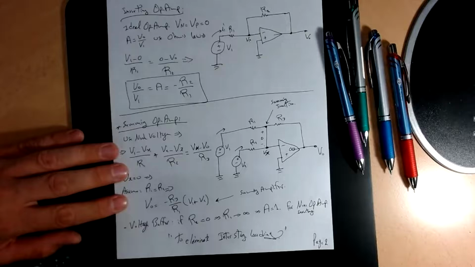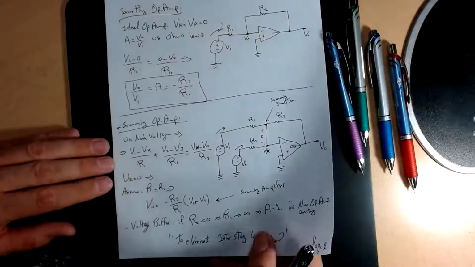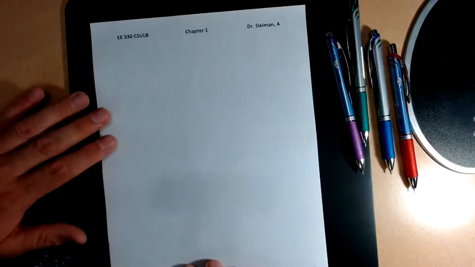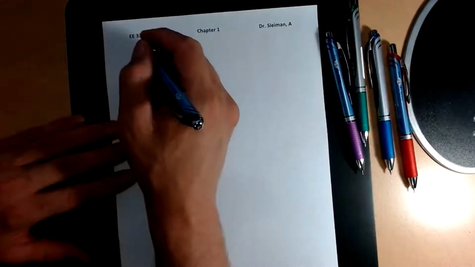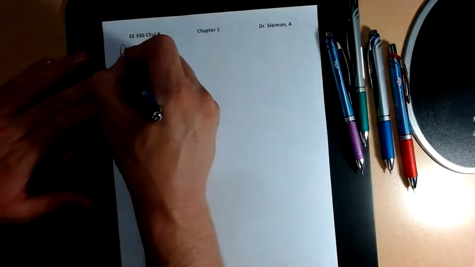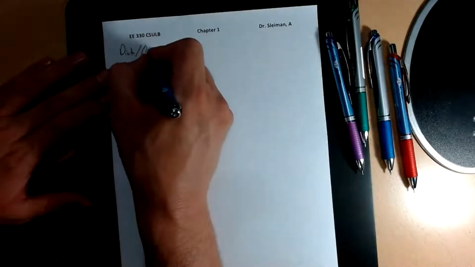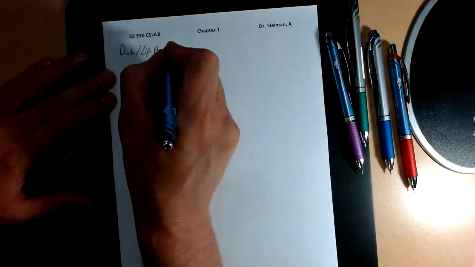So what happens if we introduce a diode into the op amp circuit? Now we have finished the review for op amp. So, diode, op amp circuit.